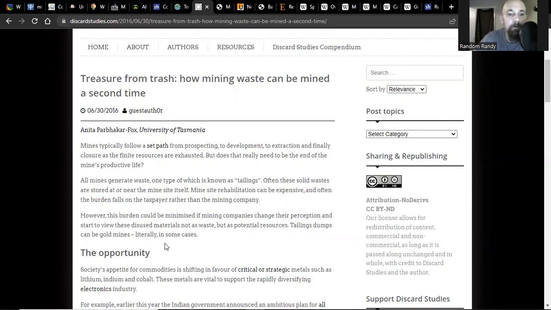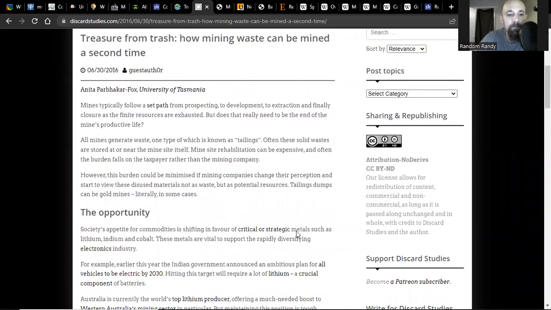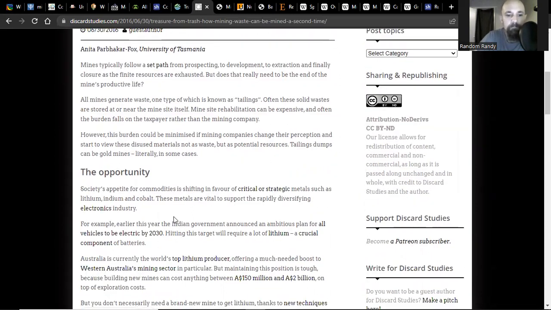Tailing dumps can be gold mines, literally, in some cases. Okay. And with these metals being vital to the electronics industry, you're going to find as many ways to extract as much of this as possible. So, say you're mining gold and you're pumping out a slurry into a tailing pile that contains minimal amounts of lithium, different metals for batteries, uranium, and so on. You could then go back to that, mine out the uranium, okay?